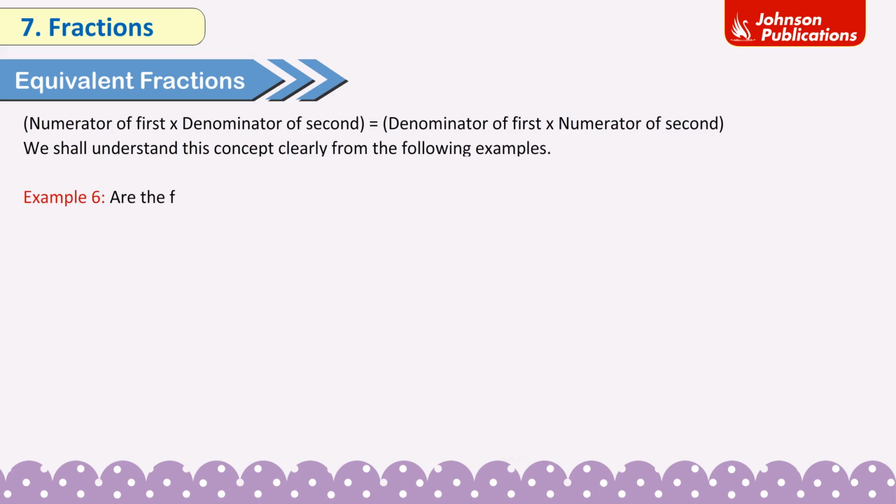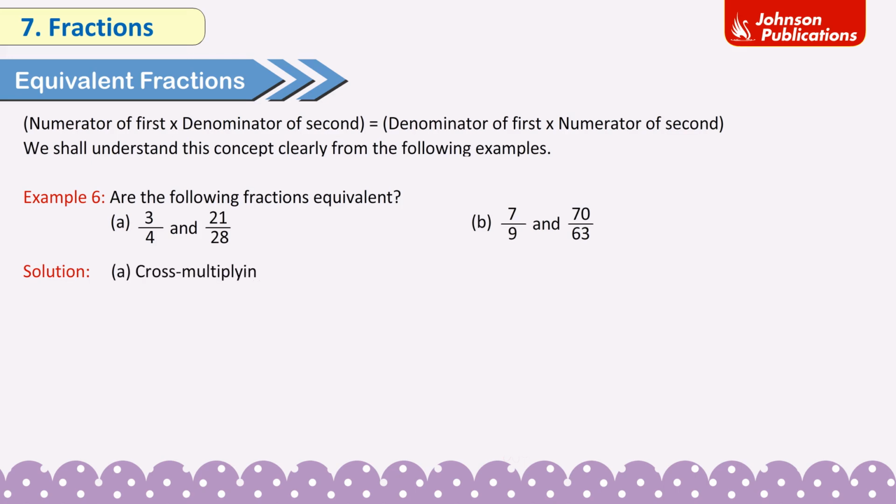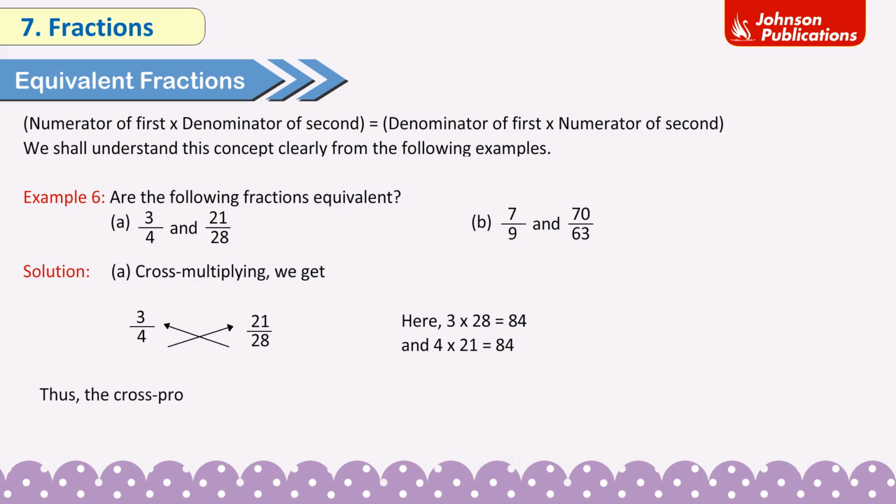Example 6. Are the following fractions equivalent? A. 3 by 4 and 21 by 28. B. 7 by 9 and 70 by 63. Solution: A. Cross multiplying we get, here 3 multiplied by 28 is equal to 84 and 4 multiplied by 21 is equal to 84. Thus, the cross products are equal. Hence, 3 by 4 and 21 by 28 are equivalent fractions.